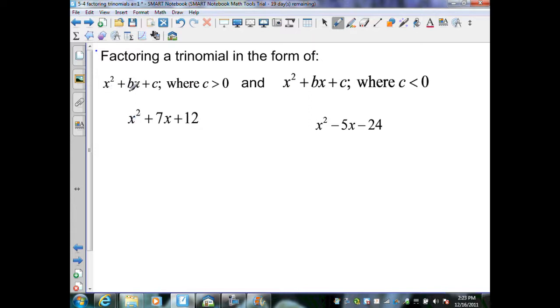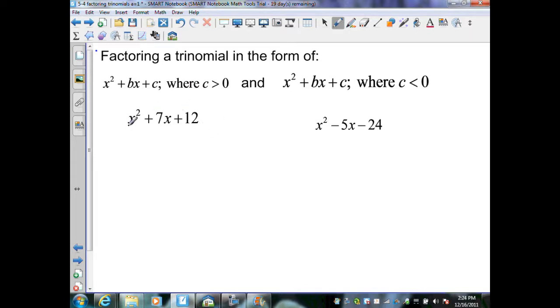Here, x squared plus bx plus c, I have x squared. 7x represents the bx. B is 7, the coefficient for that middle term. My constant c is a positive 12. C is greater than 0. When I factor a trinomial, I want it to look in this form. In other words, in descending order of exponents. I have an x squared, x to the first power, and here my variable is not there. I just have a constant.